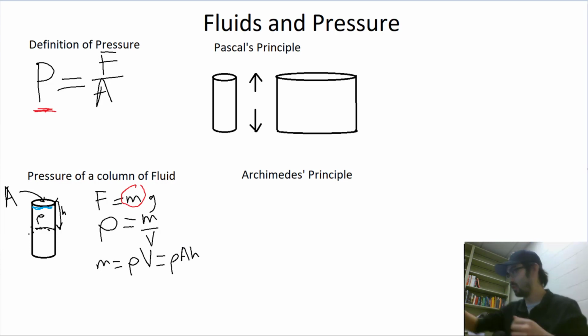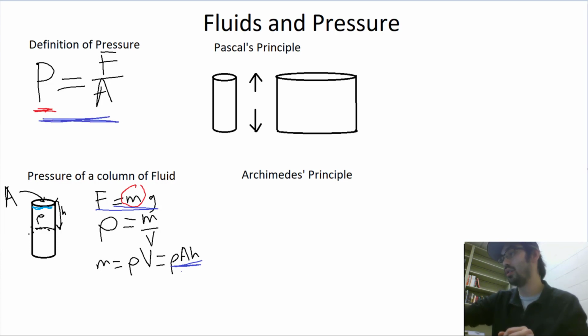Now let's see how we can combine this equation with this equation and this equation. First, let's plug rho A h into our force equation. So the force is going to be equal to rho A h times g.